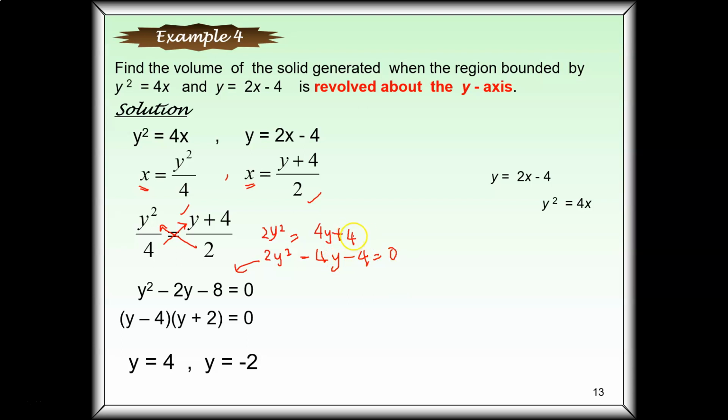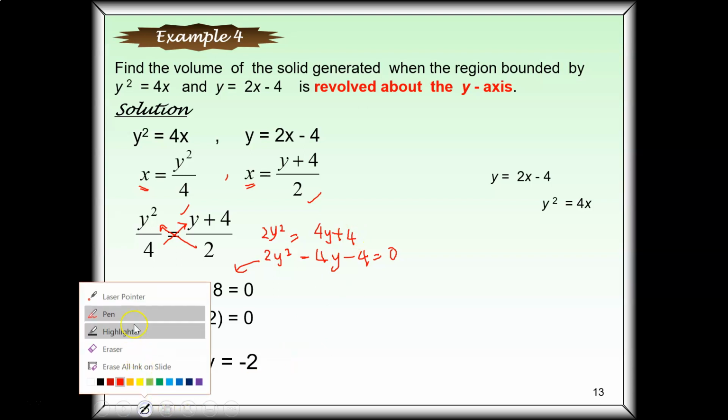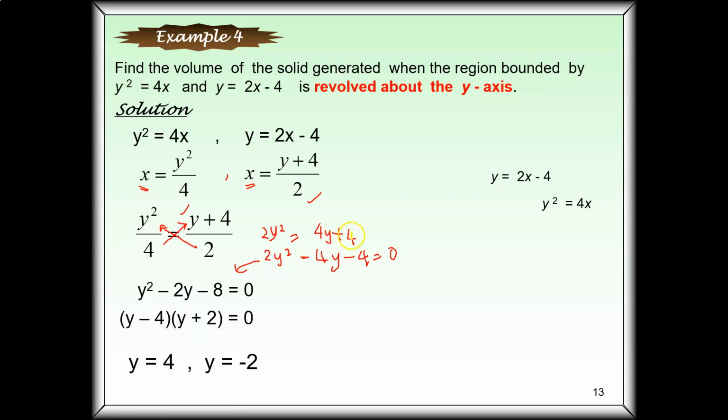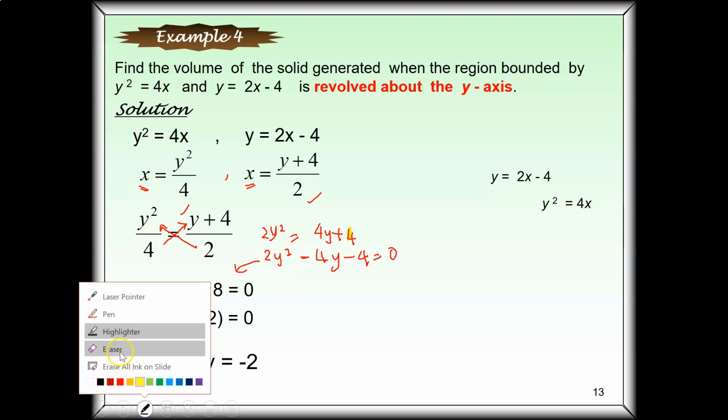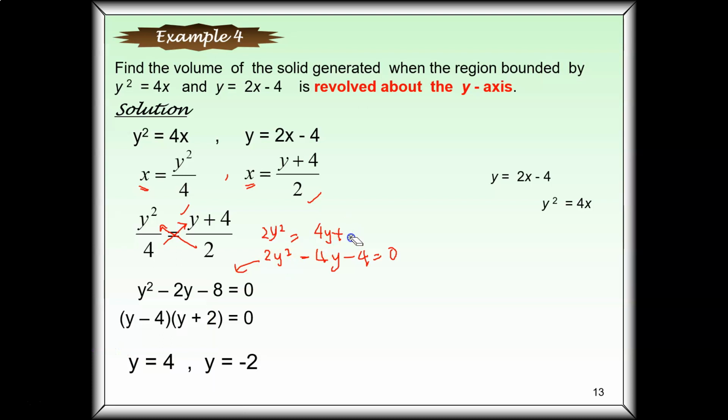Sorry, this one should be 16. My mistake. This one should be 16. My mistake. Very sorry. Erase this. Four times y for y, 4 times 4 you get 16. So this is 16, okay? So bila you divide by 2, then you can get this part.